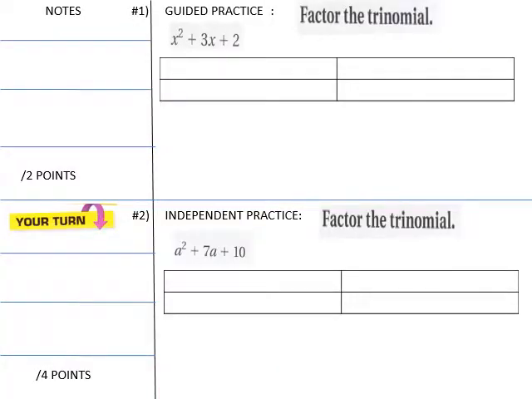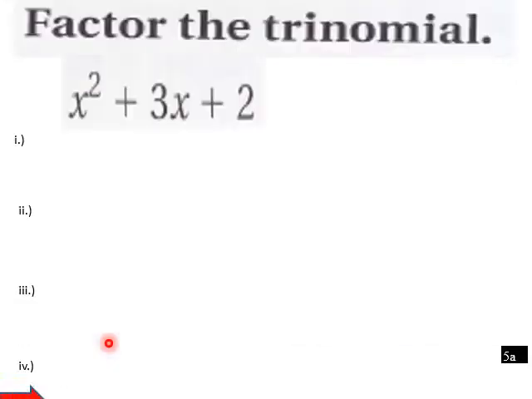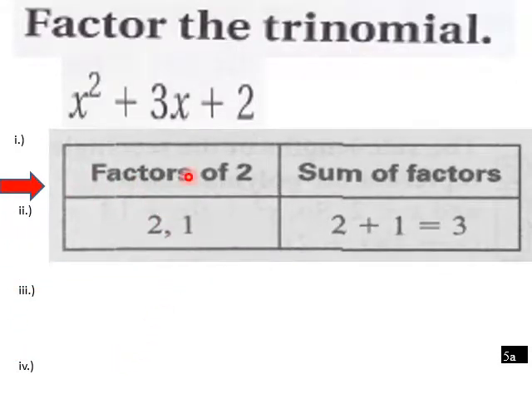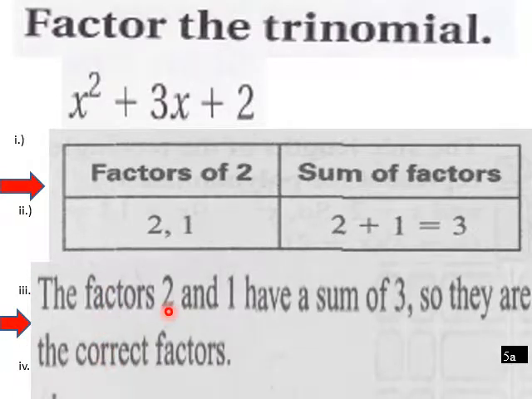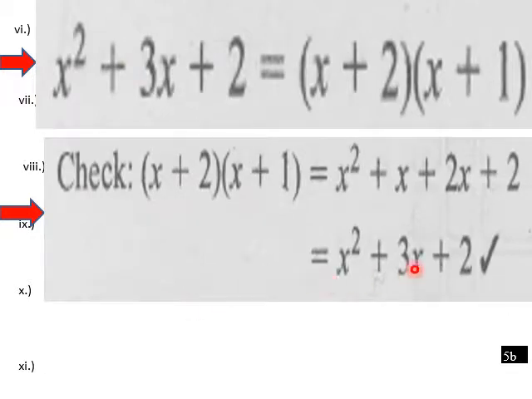Okay, our first guided practice, students. Pay attention so you can do your independent practice. This is yours here. We're going to do our guided practice now. So factor the trinomial. Here are factors of 2, 2 and 1. Sum of factors would be 3. That is our b member of the trinomial. So factors 2 and 1 have a sum of 3, so they are correct. So (x plus 2)(x plus 1) will equal this trinomial here. And then we check it, and sure enough, it checks.